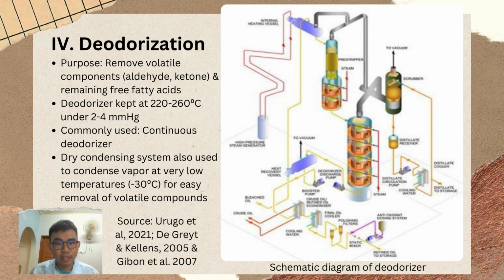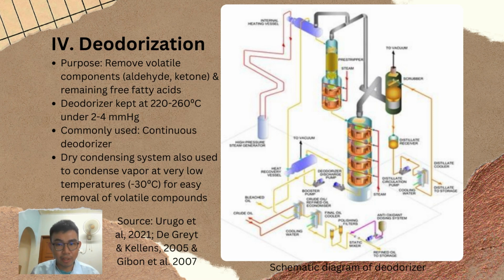After that is the deodorization process, where it removes any volatile components like aldehyde and ketone and also any remaining free fatty acids that still remain inside the crude palm oil by heating it at a high temperature of around 220 to 260 degrees Celsius and under high vacuum.